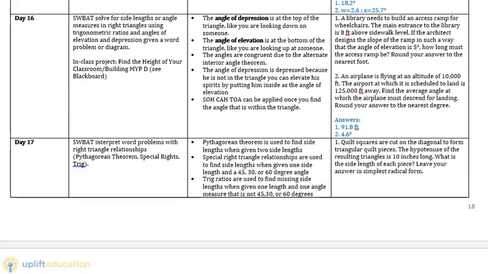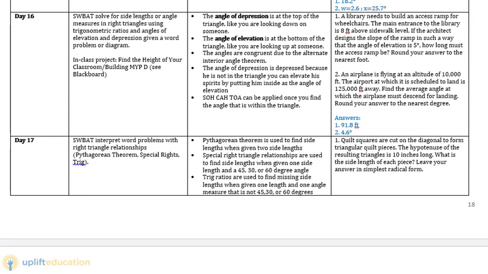By day 16, you're solving for side lengths and angle measures in right triangles using trig ratios, angles of elevation and depression given a word problem or diagram. Yikes. So that one, essentially, you need to teach angle of depression and angle of elevation, and then apply trig to word problems. It's kind of a long objective just to describe applying trig to word problems within the context of angle of depression and elevation, instead of just saying an angle.